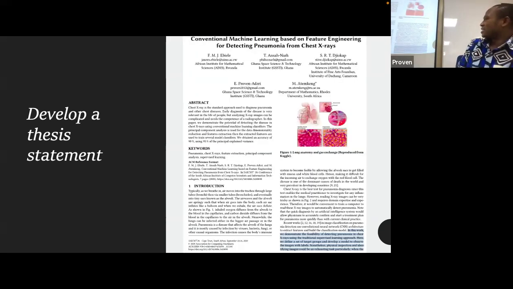Okay, so just want to look at an example. I'm sorry, the screen is not clear for those here. This was a work done. The title is Conventional Machine Learning Based on Feature Extraction in Engineering for Detecting Pneumonia from Chest X-ray. So this work was actually led by Dr. Na, and then some of us also supported it.